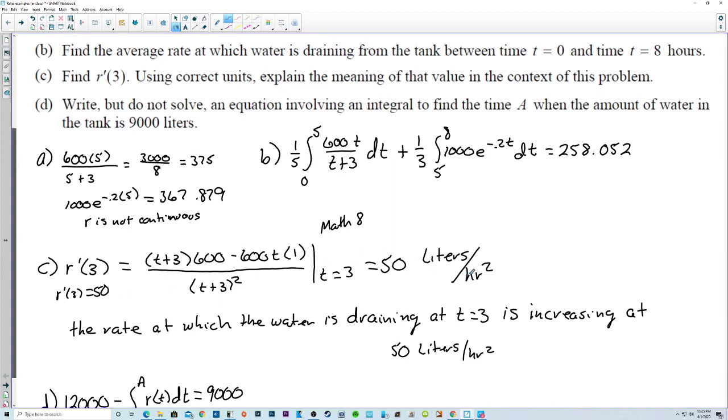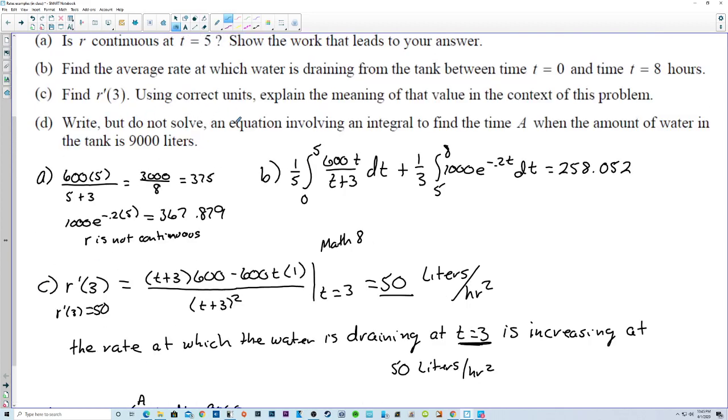Now, that's liters per hour squared. And the meaning of that is the rate at which the water is draining at t equals 3. It's important to say at this time we get this value. Well, the rate is increasing at 50 liters per hour squared.